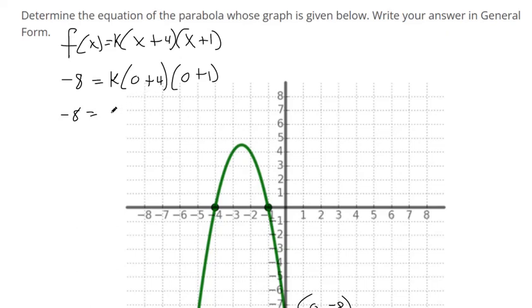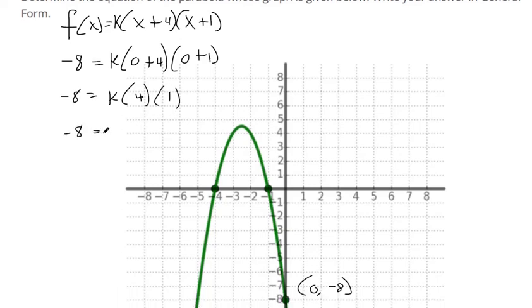0 plus 4 is 4. 0 plus 1 is 1. So we've got -8 equals k times 4. So divide 4 from both sides and we get k equals -2.